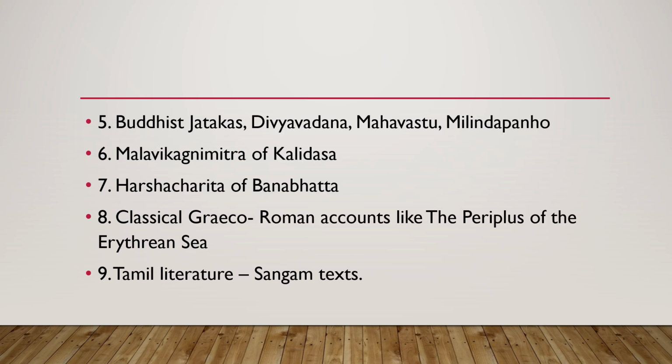Then we have the Buddhist Jatakas, Divyavadan, Mahavastu, and Milind Panho. Malvikagnimitra of Kalidas, Harshcharit of Banbhatt. And then we have some classical Greco-Roman accounts, for example, the Periplus of the Erythraean Sea, which is by an unknown writer. And then we also have Tamil literature, Sangam texts, which throw light upon this period.